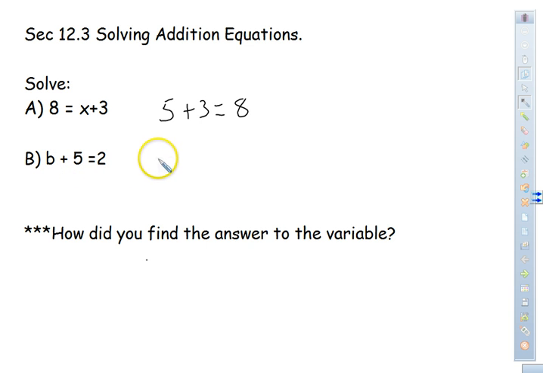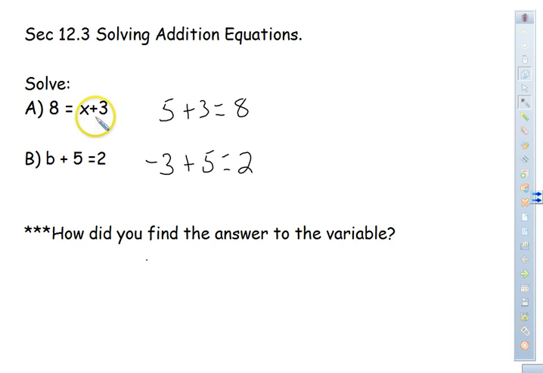This one might be a little more difficult for some of you. The answer to this is a negative 3 plus 5 will equal a positive 2. Unlike signs, you subtract, and that's how negative 3 plus 5 became 2. And the question is, how did you find the answer to the variable?